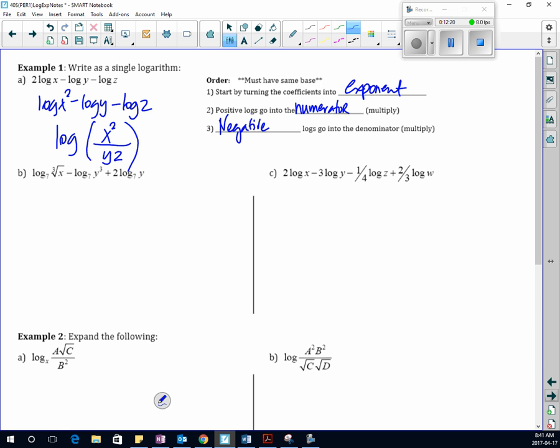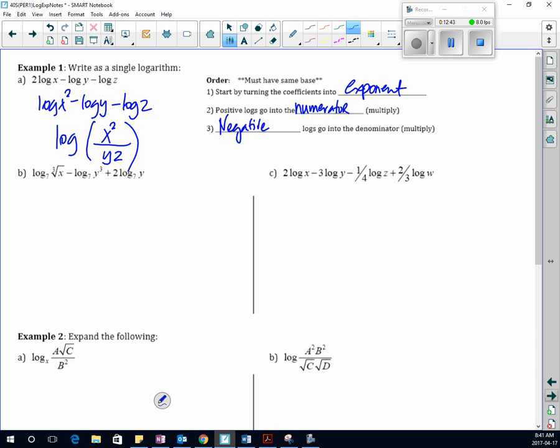Okay, is that enough? Can you do B and C by yourself? No, I'll do B one more time. Okay, so we need to write this as a single log, right? They already have the exponents essentially there in the second one, but the third one doesn't have the exponent where it should be, right?